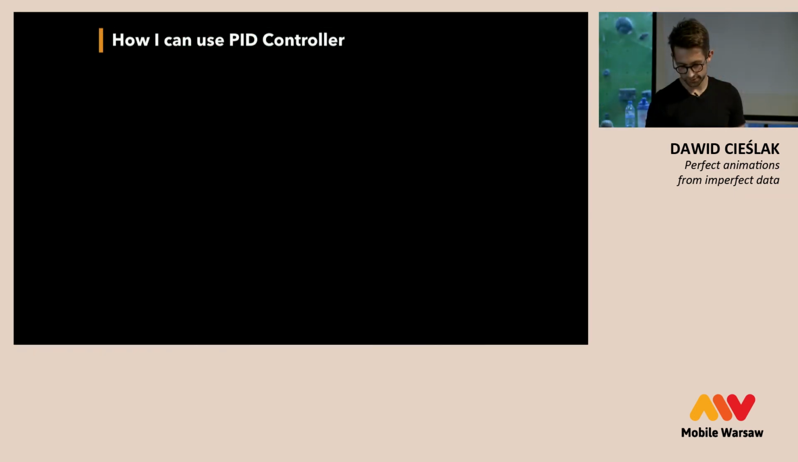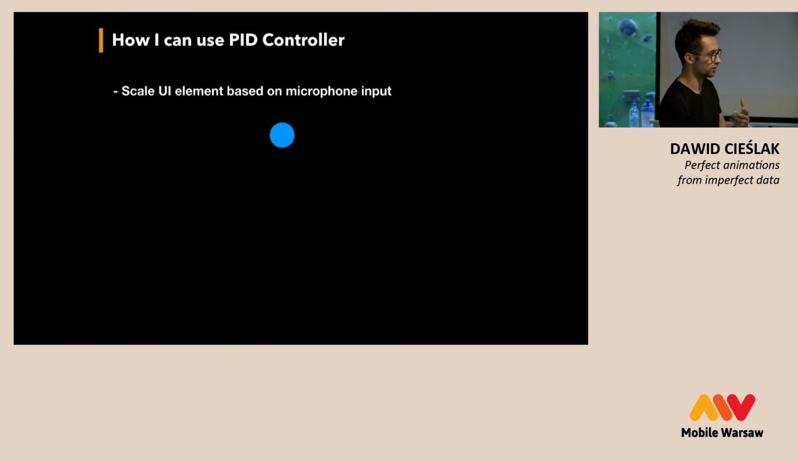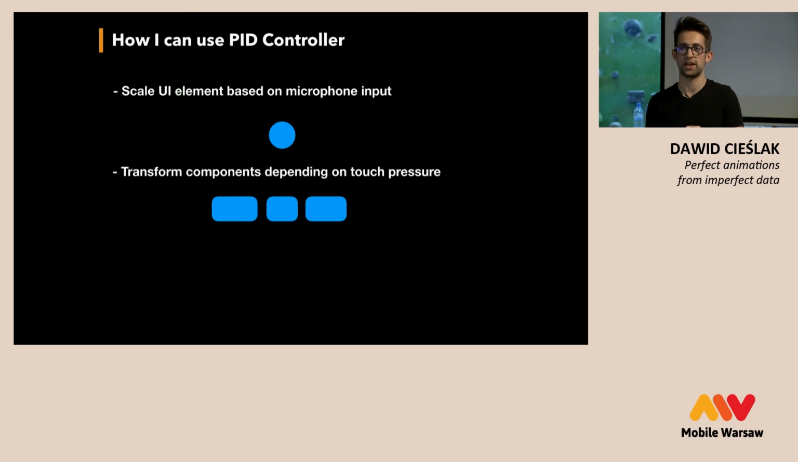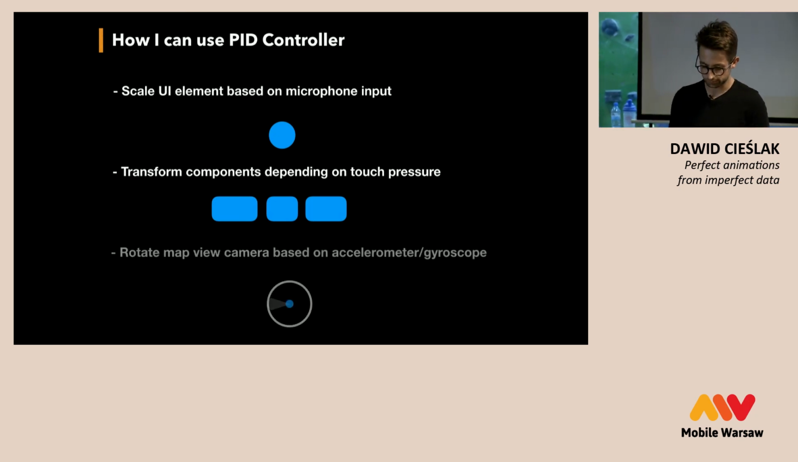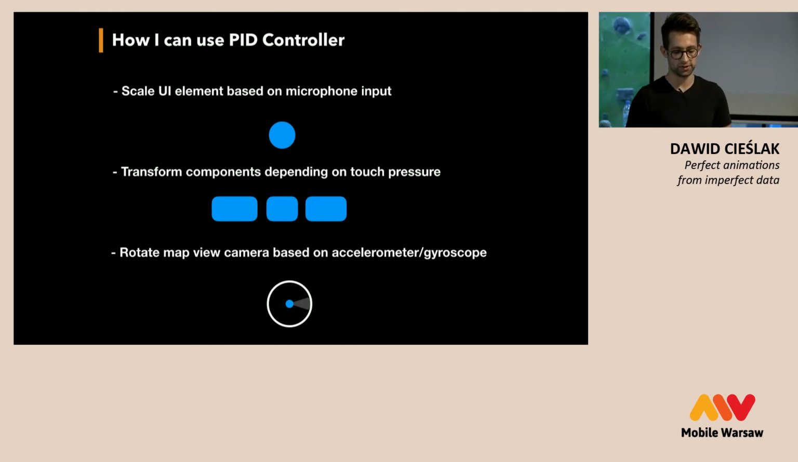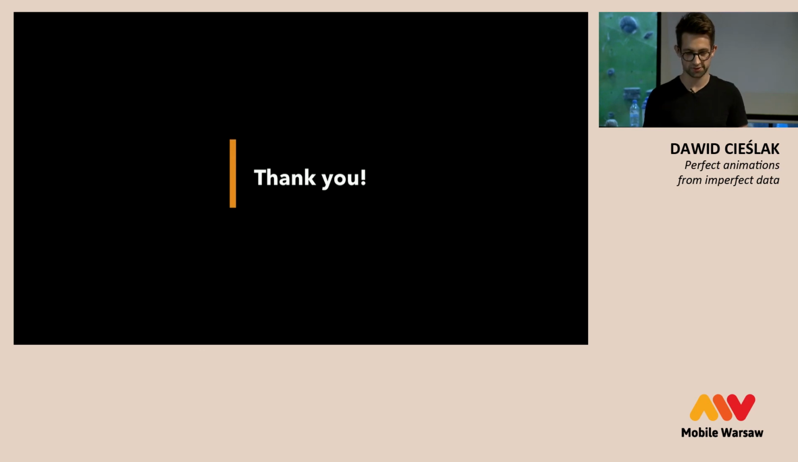So some couple of ideas how you might use it in your application. For example, you create some music app and you want to control the size of elements based on samples you have from microphone. Or you want to control the size of elements based on how hard you press on them. And you might control how you navigate on the map with your accelerometer or gyroscope. So these are kind of ideas of cool things you might introduce in your application if you have a lot of time. So if you have any questions or I can help you using such tool, feel free.